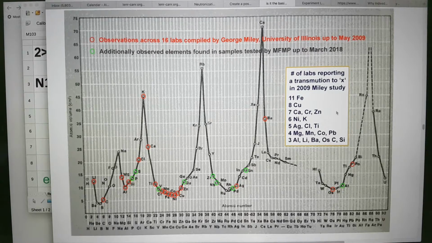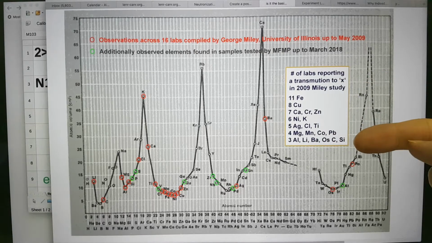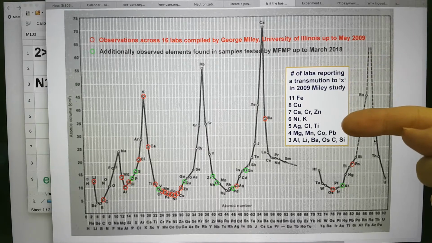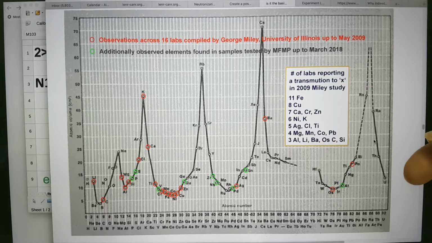And essentially I wanted to just show you how the query works in the most basic sense, with reference to some of the most common elements that have been observed in transmutations in this Miley study and with our own work.